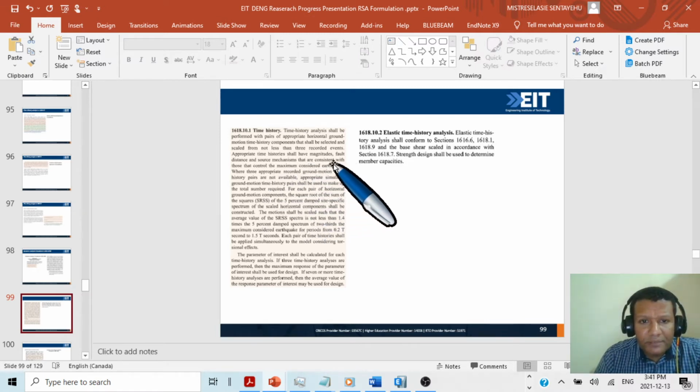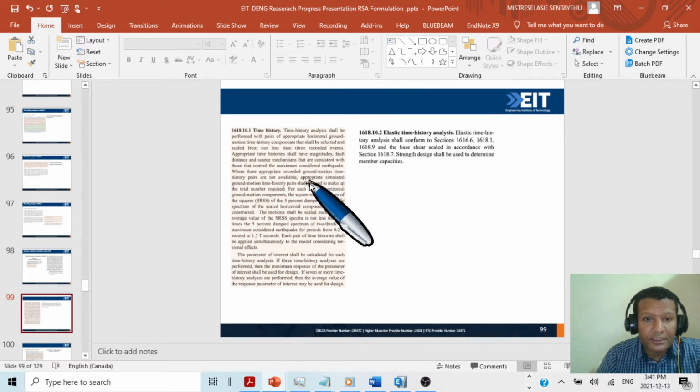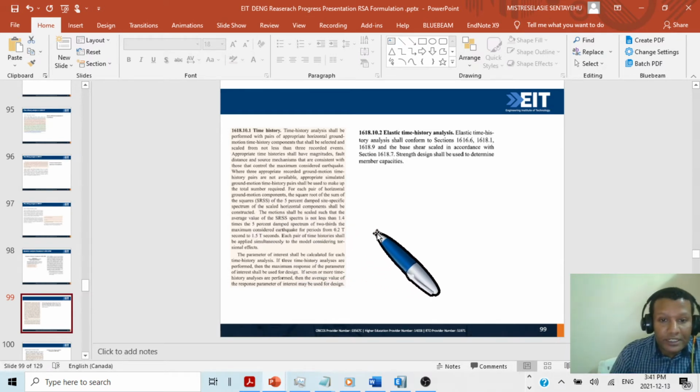So MCE or DBE level, where appropriate recorded ground motion times 3 pairs are not available, appropriate simulated ground motion times 3 pairs shall be used to make up the total number required. For each pair of horizontal ground motion components, the square root of the sum of squares (SRSS) of the 5% damped site-specific spectrum of the scaled horizontal components shall be constructed. This is also the same, no change.